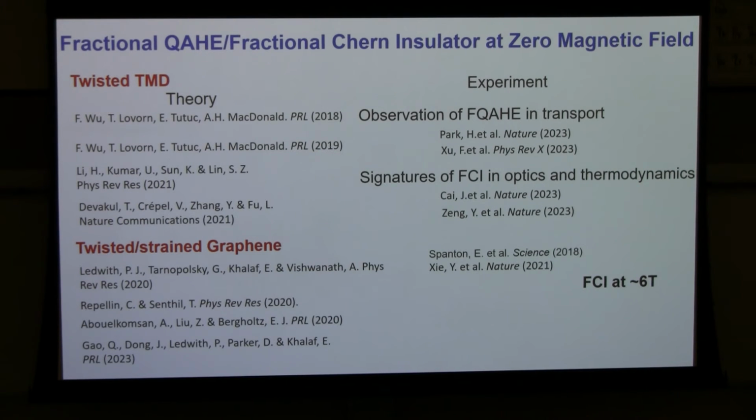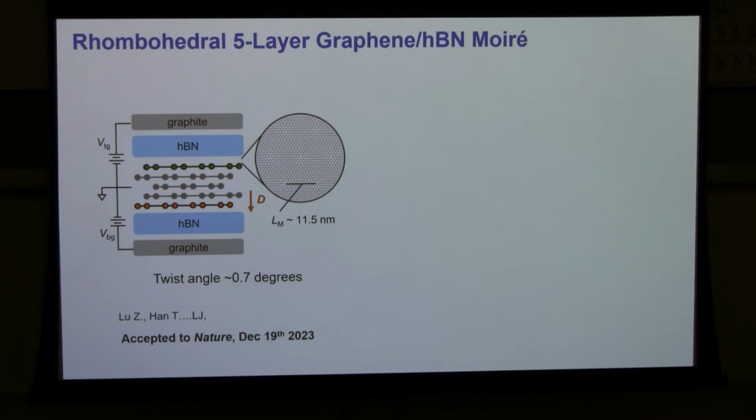Okay? The question is, can you get fractional quantum anomalous Hall effect in graphene? And that is when we started to think about this, and we already know there is a flat band in 5-layer rhombohedral graphene, and the correlated topology could happen. So we decided to give it a try by putting this 5-layer graphene onto a Moiré superlattice with a neighboring hBN. It has a period of roughly 12 nanometers, corresponding to a twist angle of 0.7 degrees.